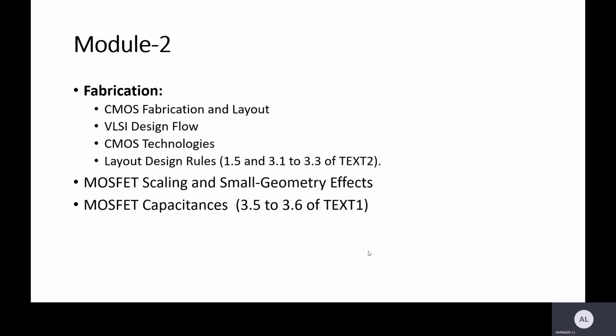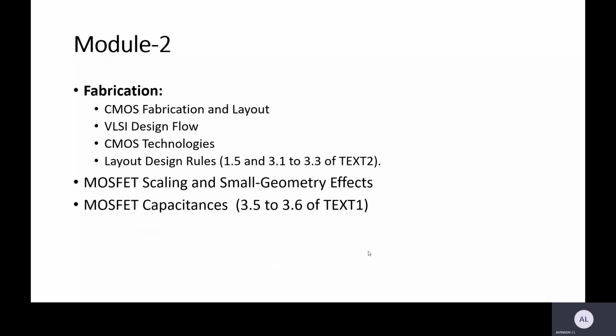In module number 2, the fabrication. Once we understand the fundamental things, we go for the fabrication. The fabrication course is a very interesting topic. CMOS fabrication and layout we are going to understand in this first topic, and after that, we are going to understand the VLSI design flow.